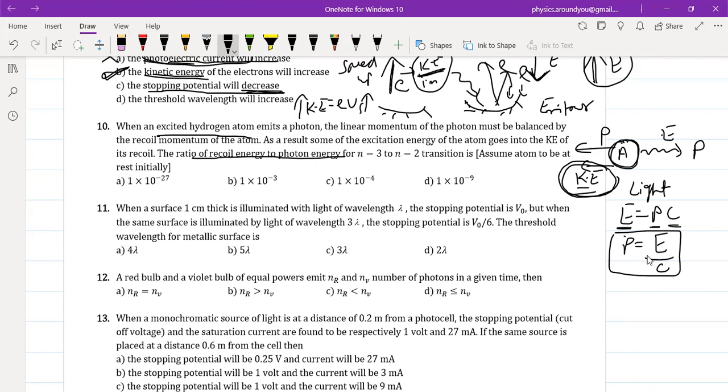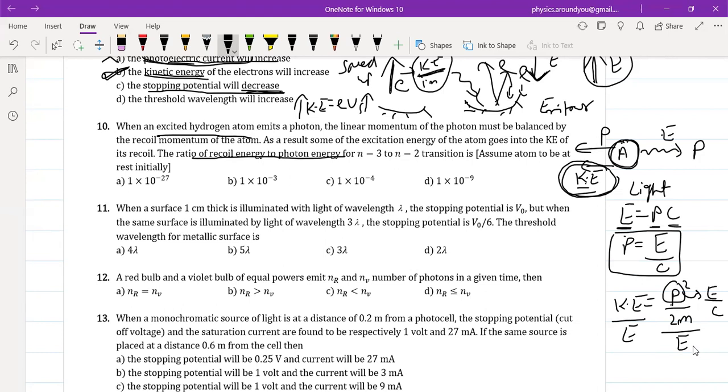Now I take the ratio of KE to E. Kinetic energy of the atom can be expressed as p squared by 2m, where p is its momentum, and its momentum is the same as light's momentum. And what is energy? Energy of light is simply E. What is p? p is nothing but E by c.